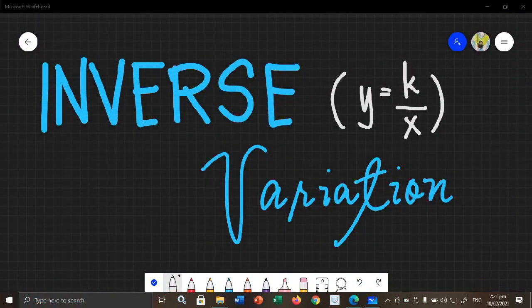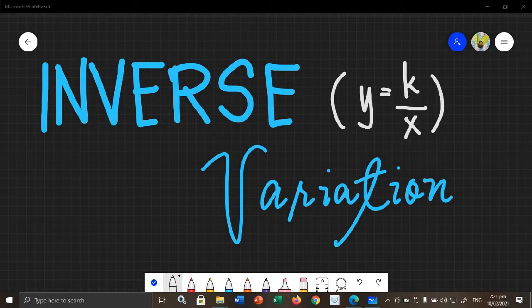In this video, we are going to talk about another form of variation, which is called inverse variation. Inverse variation is a function in the form y is equal to k over x, where k is the constant of variation and k should not be equal to 0. The graph of an inverse variation is one half of a hyperbola and is asymptotic to both the x and y axis.